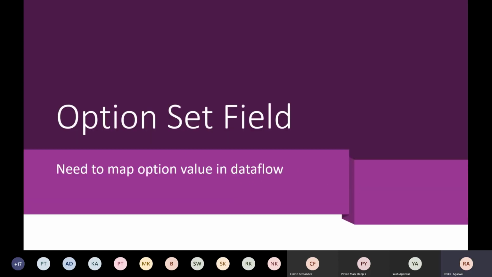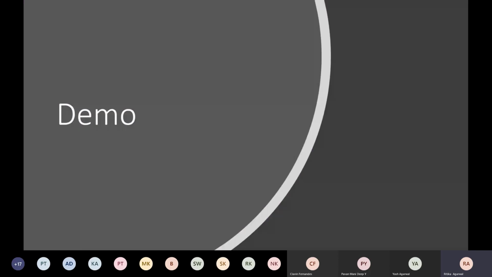Now let's go to the option set field. So in the option set, whenever we are trying to pass the values of the option set field from the data flow, it wants the value of the option instead of the physical name. It wants the logical value in the backend. So there we'll need to map that option value. I'll show you in my demo how we can do that. So let's go ahead and quickly see what we have in place already and how we are going to progress with it.